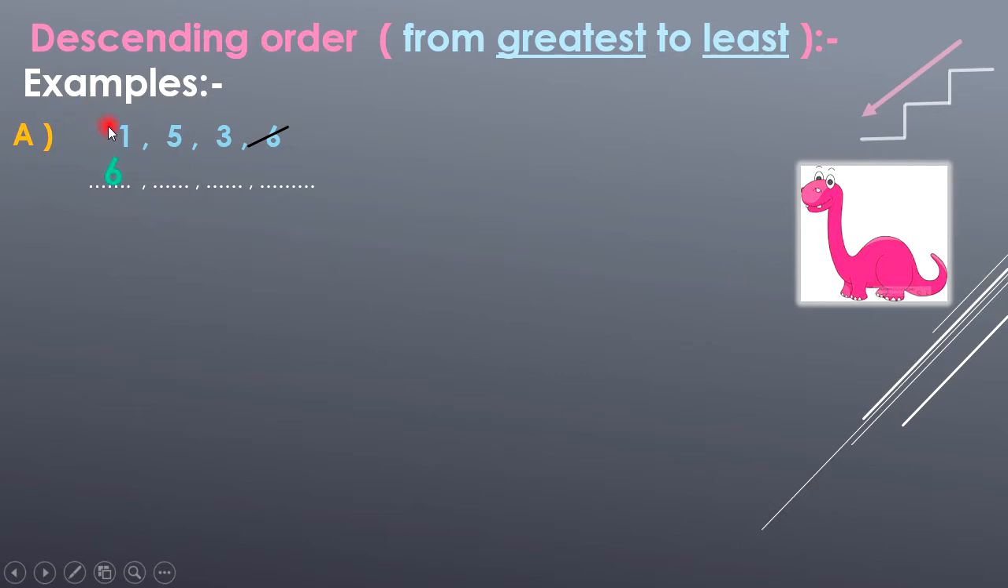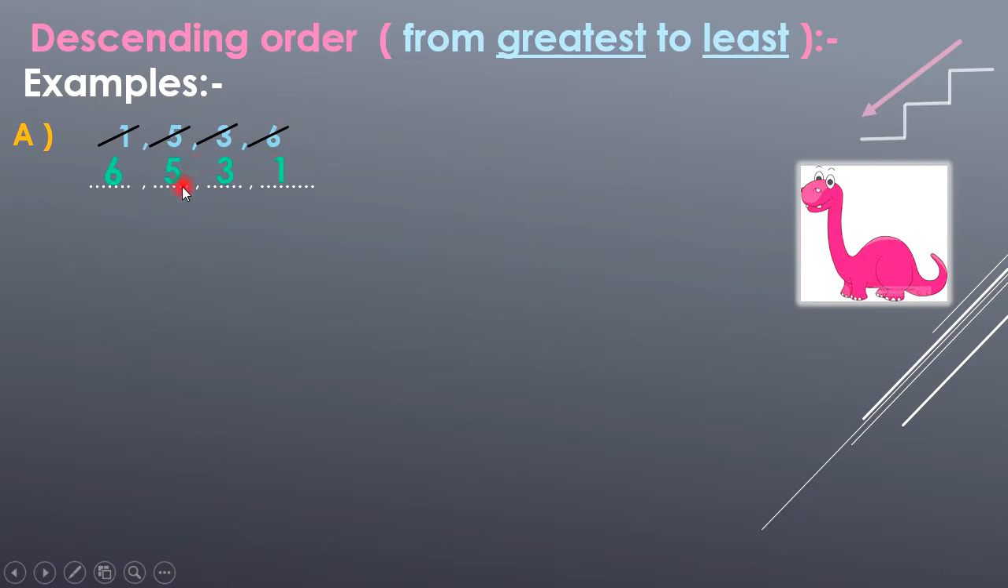Now I have 1, 5, and 3. Which one is the biggest? Yes, it's 5. So cross 5 and put 5. Now I have 1 and 3. Which one is the biggest? Yes, 3 is the biggest. So I cross 3 and put 3. And the smallest number is 1.